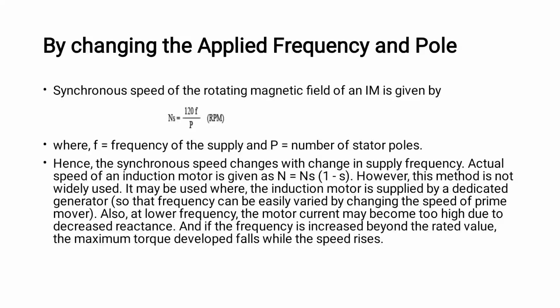Next, by changing the applied frequency and poles. Here we can control the speed by changing the frequency and the number of poles in the induction motor. The number of stator poles can be changed by three methods, namely multiple stator winding, method of consequent poles, and pole amplitude modulation. Synchronous speed is given by N equal to 120 F by P. So from this we can understand that by changing the frequency and number of poles of the induction motor, we can control the speed of the induction motor.